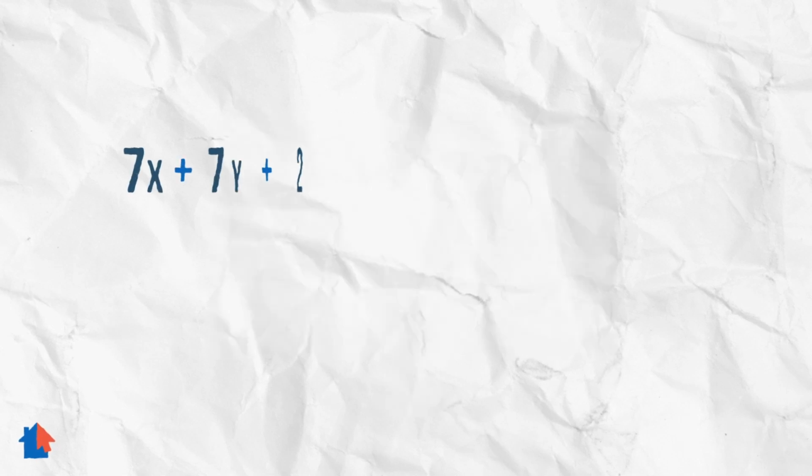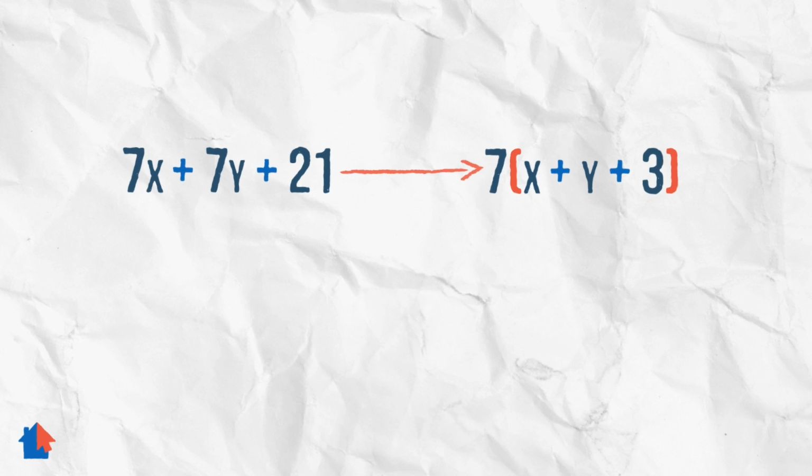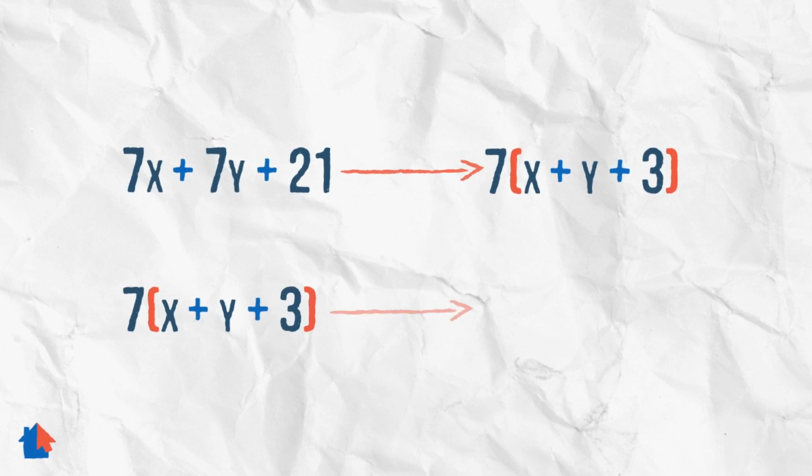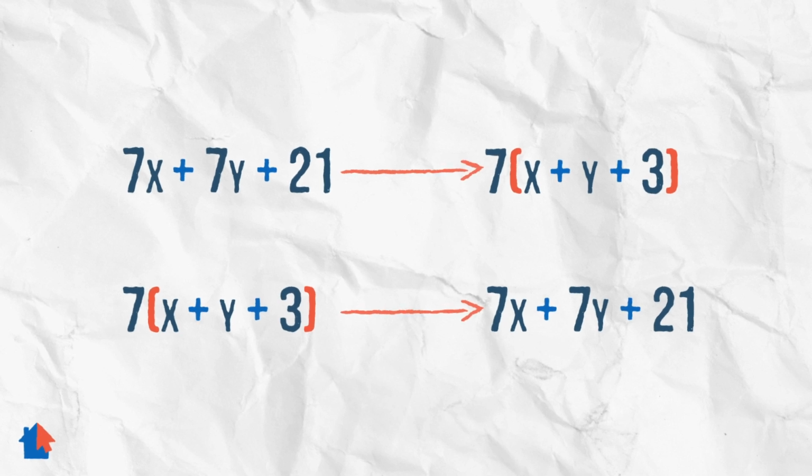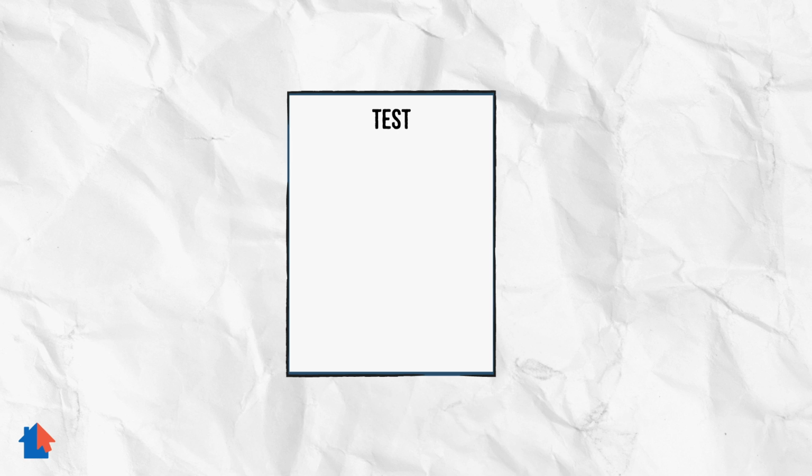For example, 7x plus 7y plus 21 can be factored into 7 times (x plus y plus 3) by factoring out 7, the common factor. We can multiply 7 times (x plus y plus 3) to make 7x plus 7y plus 21 again. You may have to factor or multiply polynomials during your test.